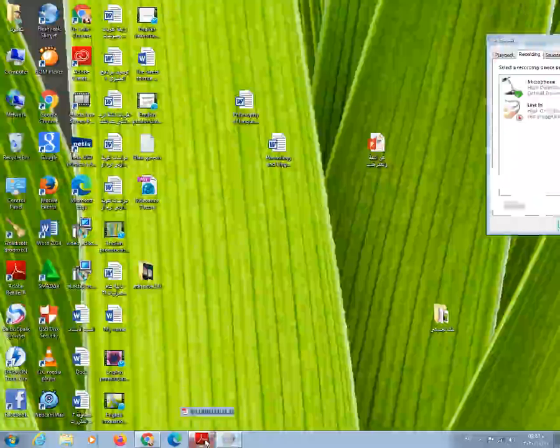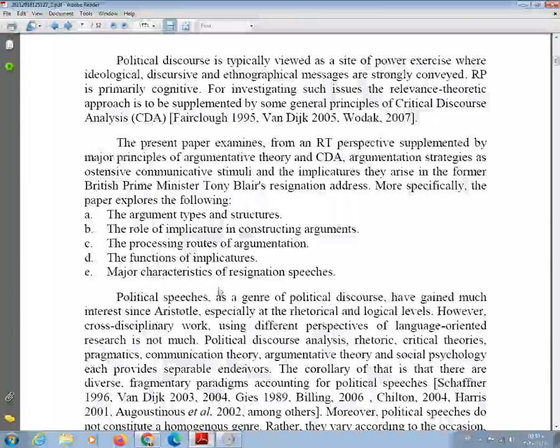Okay, so we're going to talk about the audience and how each type of audience processes, understands and receives political speeches. And then we have the function of implicature. Why do politicians provide hidden messages? And then finally, we're going to talk about the major characteristics of resignation speeches as a genre of speeches, as a genre of political discourse. Okay.